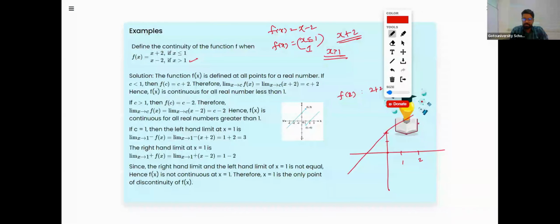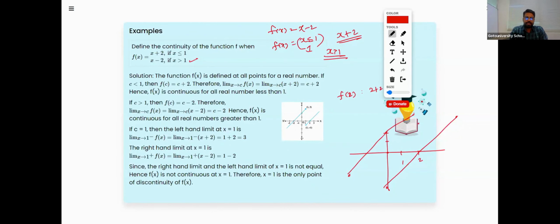Okay. If you come after 1, the graph goes like this. Where is it continuous? It is not continuous at all, right? So there is a discontinuity. By observation only, I can say it is discontinuous. But how do we prove that? And what are the steps we need to use to prove that it is discontinuous?